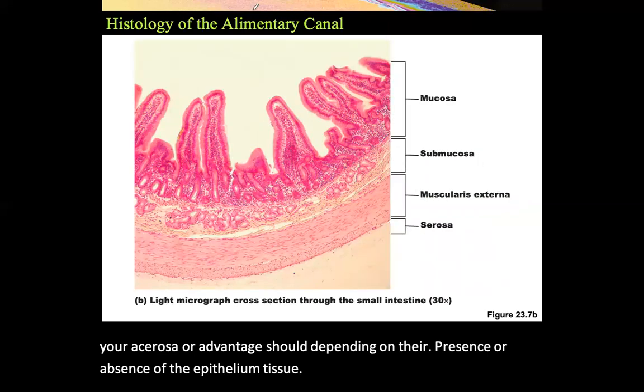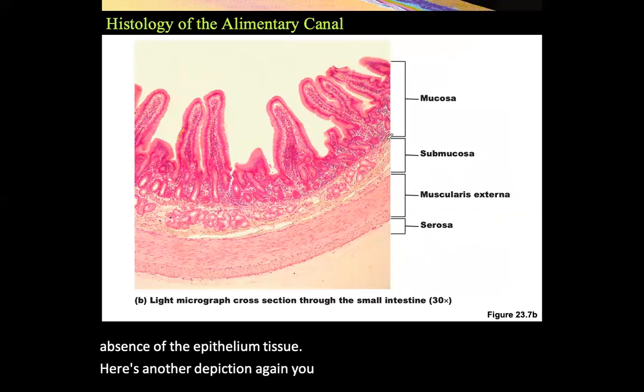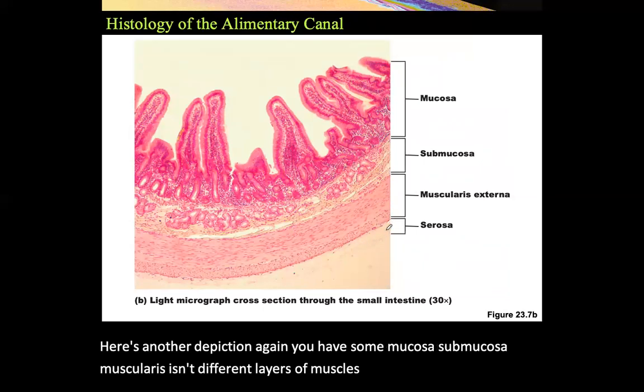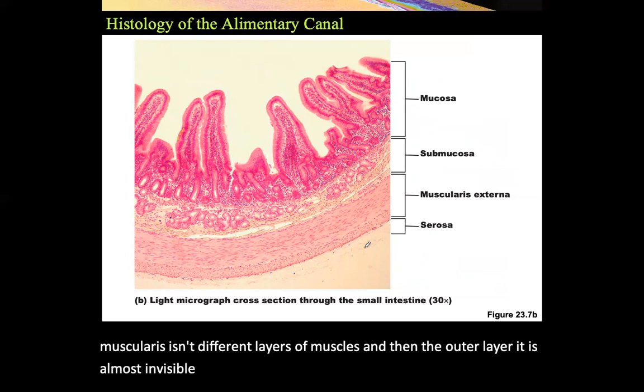Here's another depiction. Again, you have mucosa, submucosa, muscularis as in different layers of muscles, and then the outer layer, which is almost invisible. It kind of, again, looks like a saran wrap. That would be your serosa.